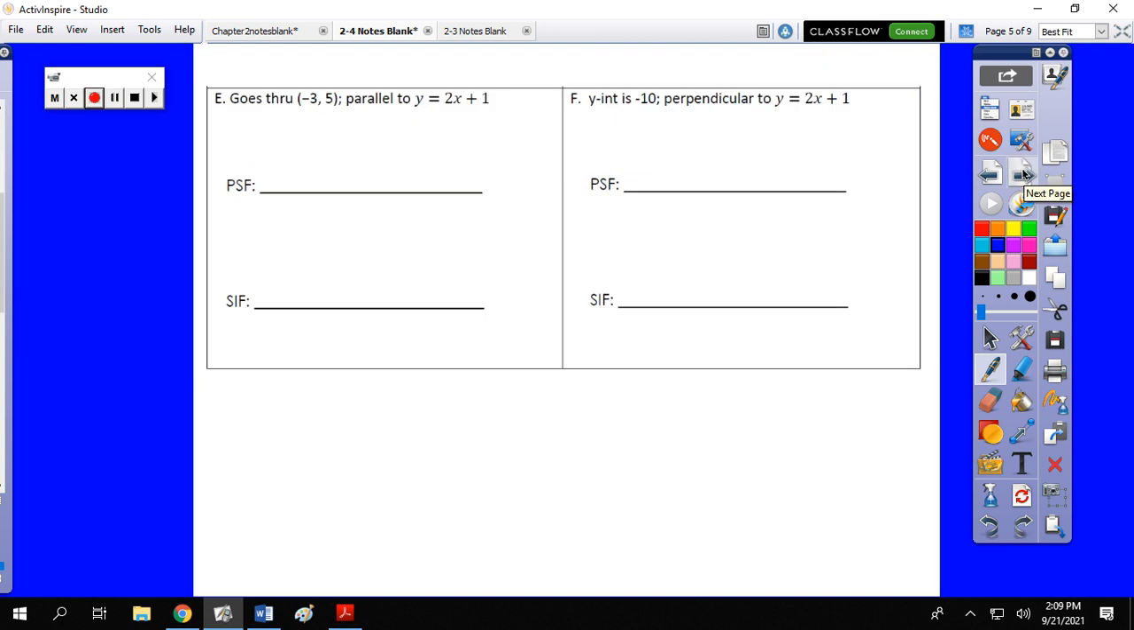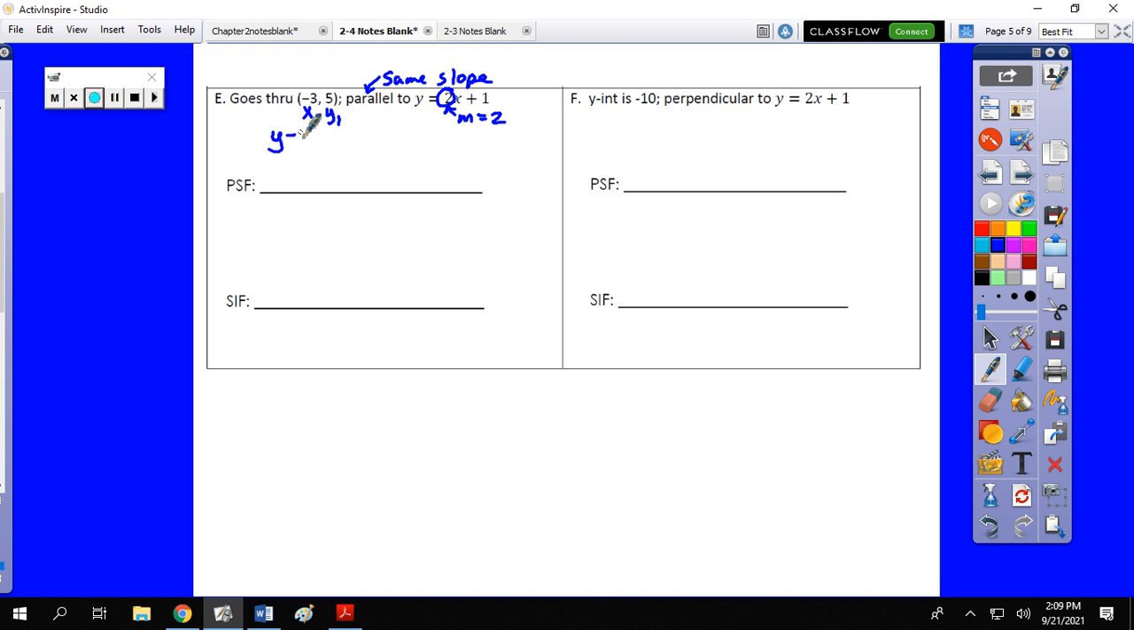Okay, letters E and F go back to the notes from our slope notes where the word parallel and the word perpendicular came up. So when we see the word parallel, that should tell us same slope, which means the slope of the line we're trying to find is the same as the slope of this line, which is attached to x there, that is 2. So we have x1, y1, and m is 2.